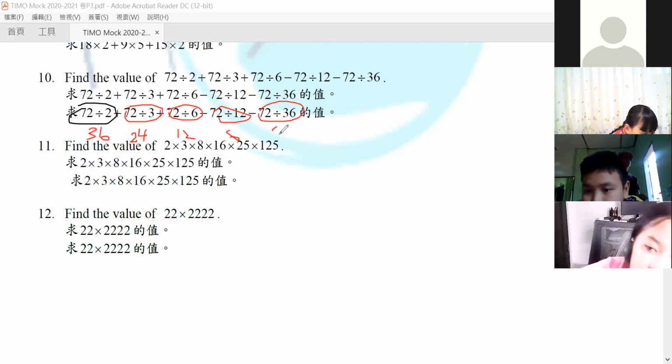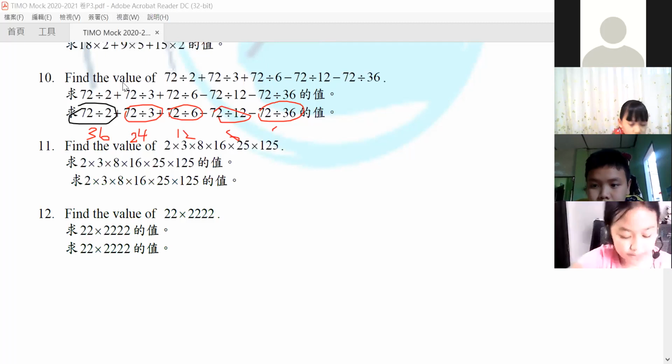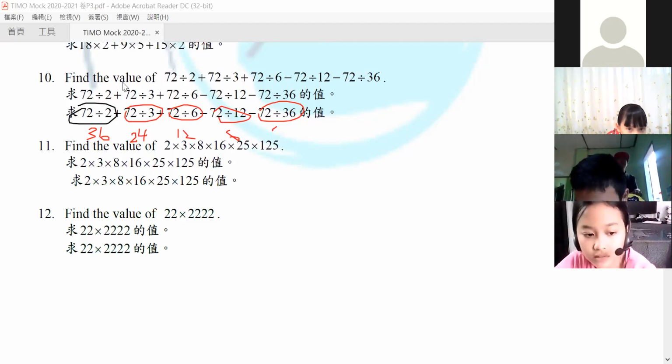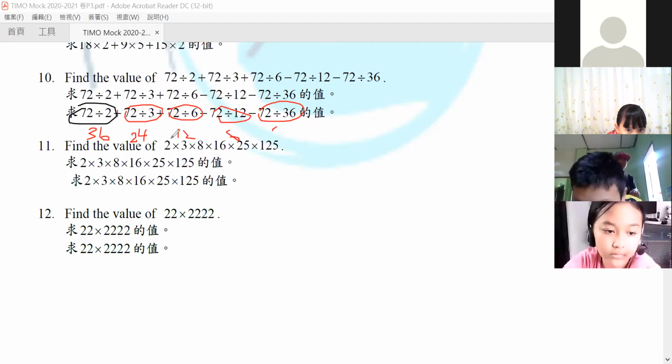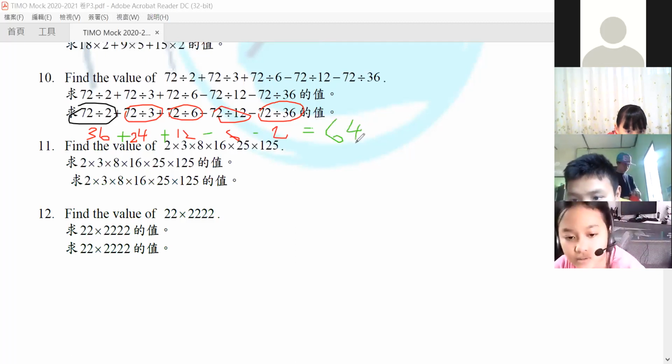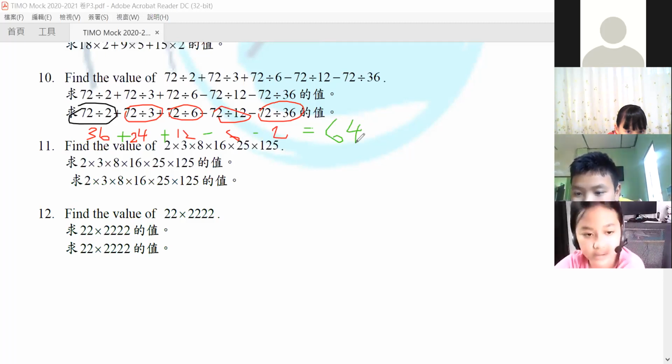So at the end of the day, what we are doing is 36 plus 24 plus 12 minus 6 and minus 2. Hence, we have our answer, which is equal to 62. We just do it in the more basic way. There's nothing different.